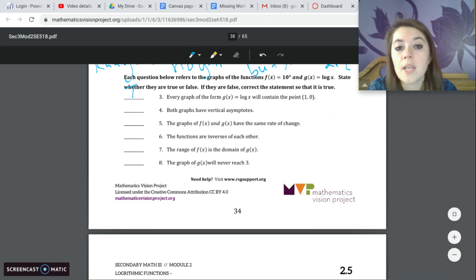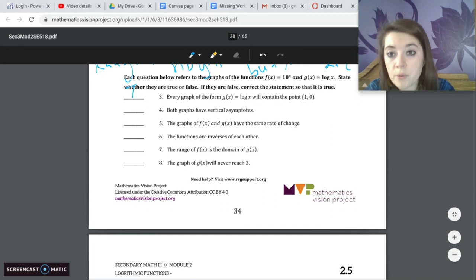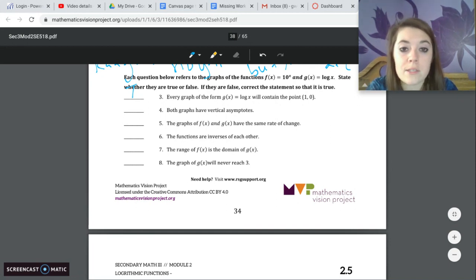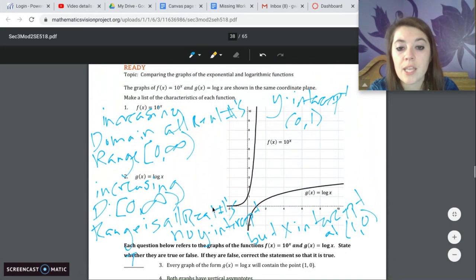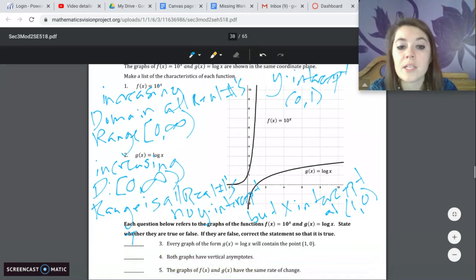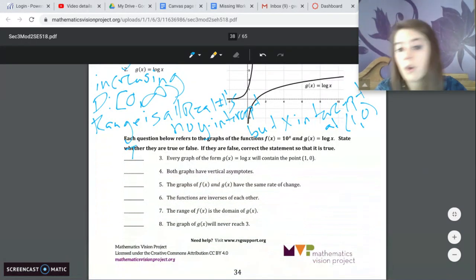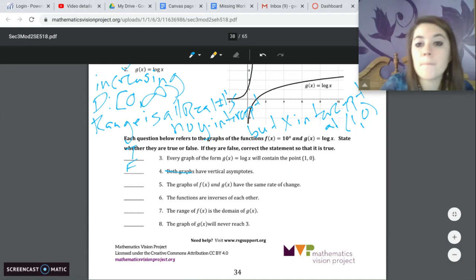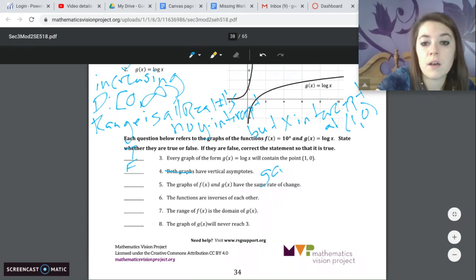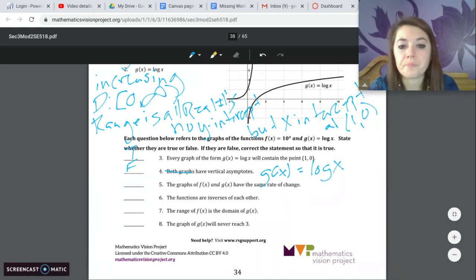Number 4, both graphs have vertical asymptotes. So an asymptote is a line that the graph approaches but never actually crosses. With our exponential function, it was approaching the x-axis, whereas our logarithmic was approaching the y-axis. So one of them is approaching a horizontal, the other one is approaching a vertical. So for this one, it's not both graphs. This is false. It's not both graphs. It's g of x equals log base 10 of x.